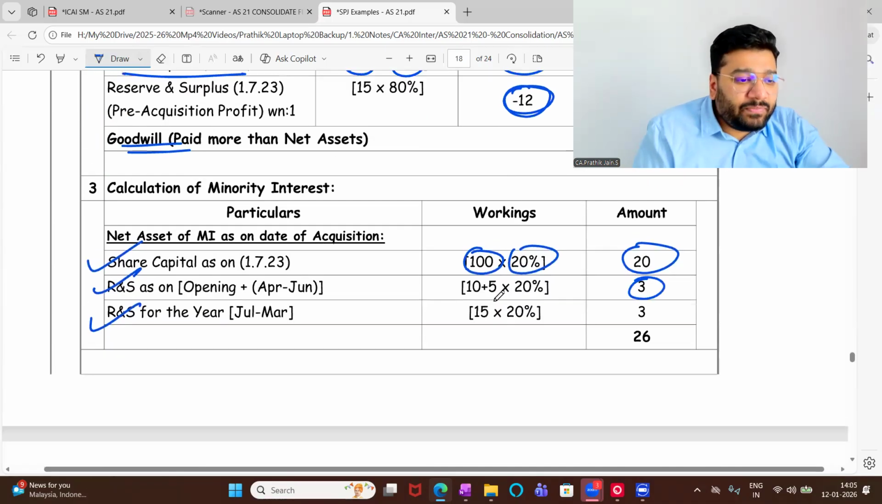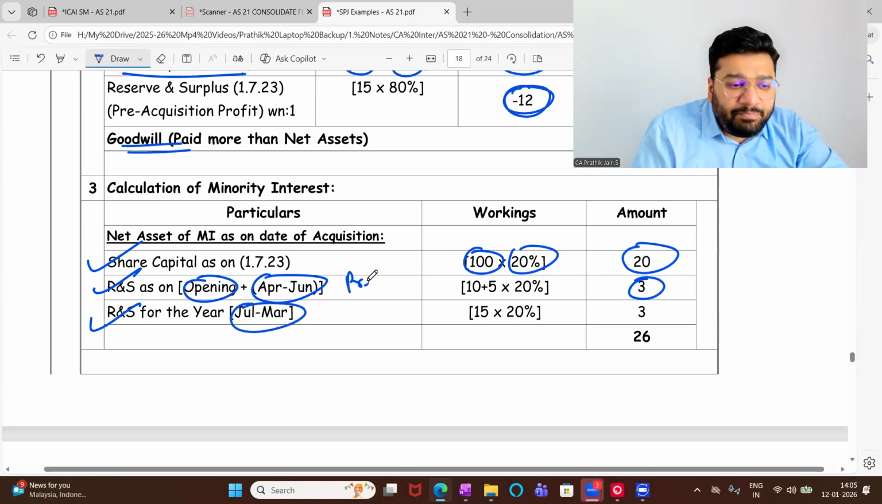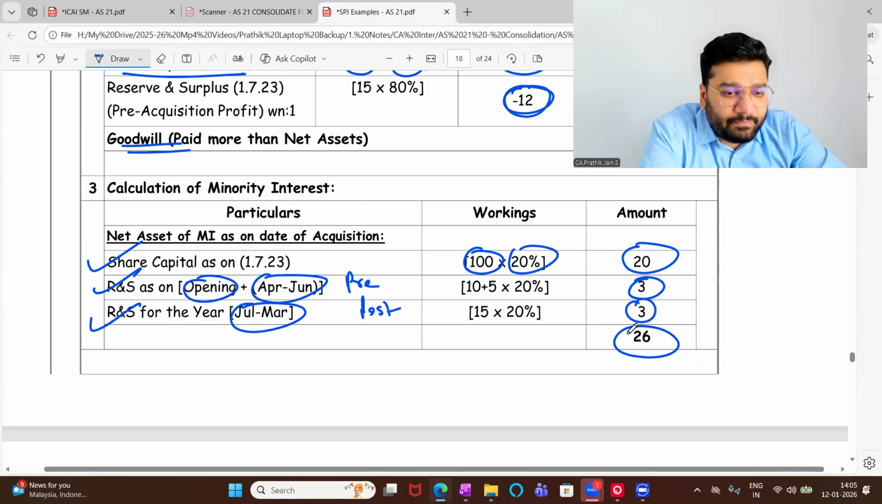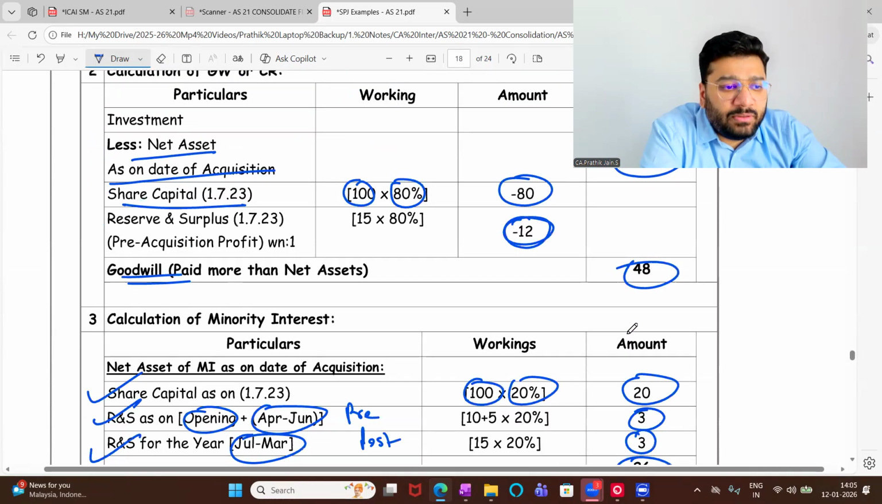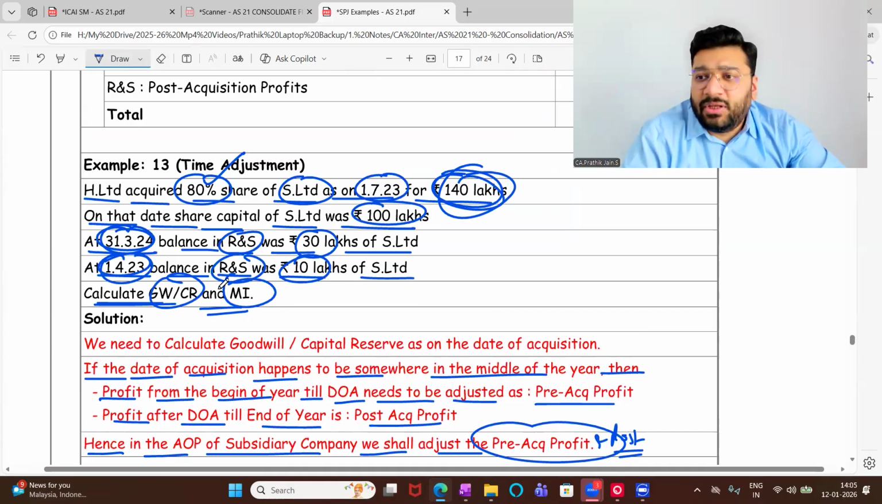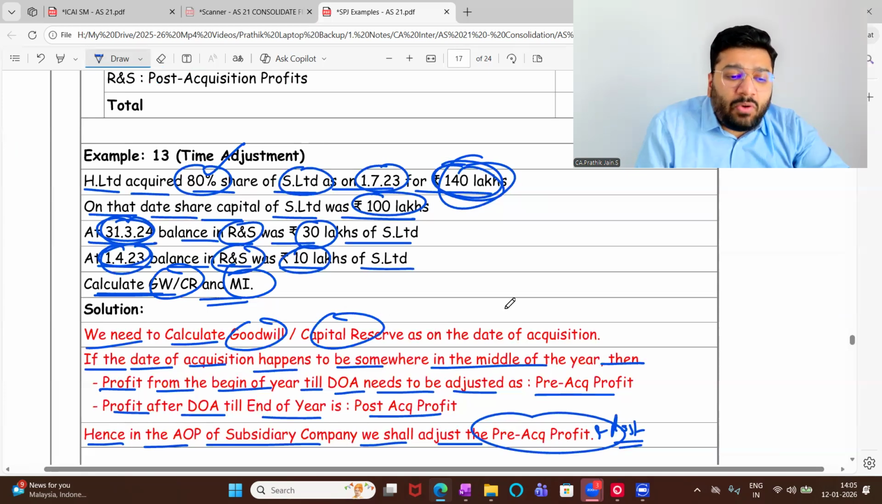So pre is 3. That is opening. Look at this. I've written here also: opening plus April to June, and this is July to March. So this is pre, this is post. So total minority interest is 26 lakhs. Consolidated reserve and surplus is not required because the question is asking only to calculate the goodwill, capital reserve and minority interest. You can't do consolidated reserve and surplus because they have not given the reserve and surplus of the holding company, so we can't do it. We always have to calculate goodwill and capital reserve on the date of acquisition.